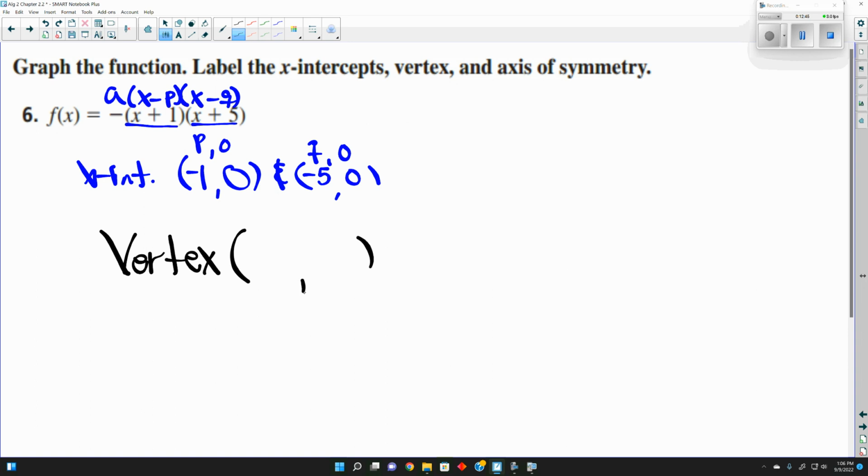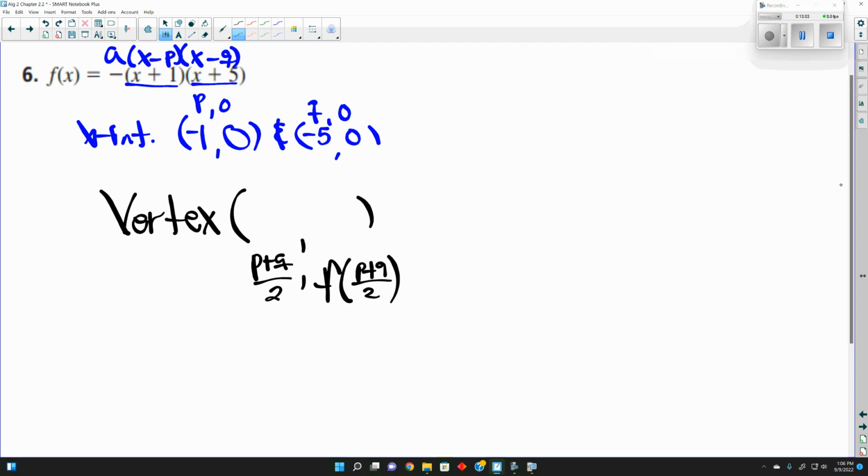Now the next part we're going to find is the vertex. Well, the vertex is given to us by our p plus q over 2, comma, f of p plus q over 2. And our axis of symmetry, it's x is equal to our p plus q over 2. So really what we need to find is our p plus q over 2, because once we can find it, we can find the rest.